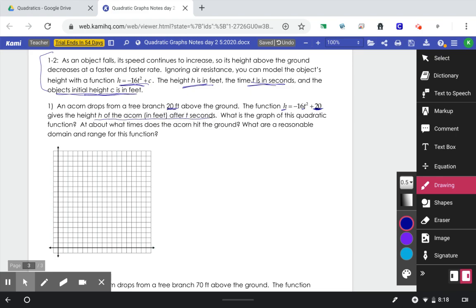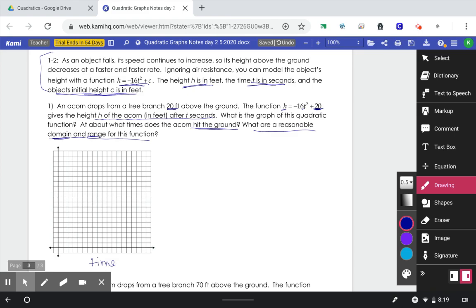So what is the graph of this quadratic function? About what time does the acorn hit the ground? What are a reasonable domain and range for this function? All right, so the first thing I'm going to do is type this into my calculator to get some values. Now, when it asks what's the reasonable domain and range, so along the x-axis, this is going to be talking about time, okay?